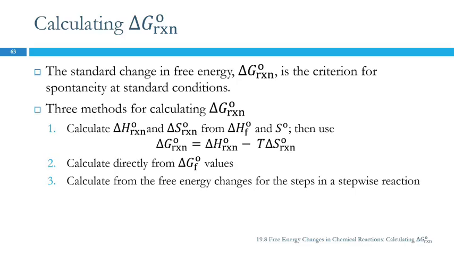There are 3 different ways, and which way you use is going to depend largely on what kind of information you have, right? So we do need to know how to do all 3 ways. Because if you don't have delta H f and you don't have S0 for the things in your reaction, there's no way you can do this one. If you don't have the free energy of formation for the substances, you can't do that one. Okay? If you don't have any steps in a stepwise reaction, you can't do the last one.